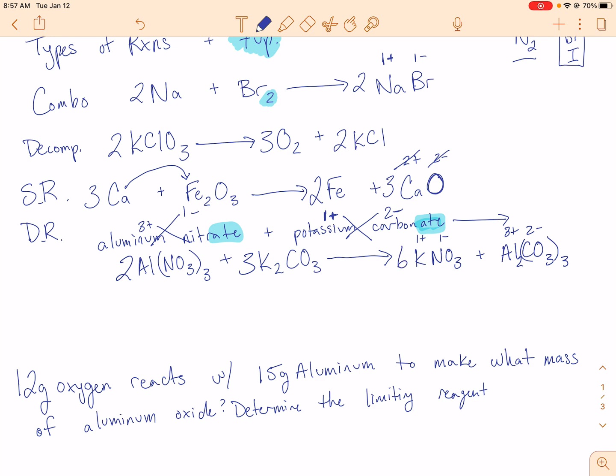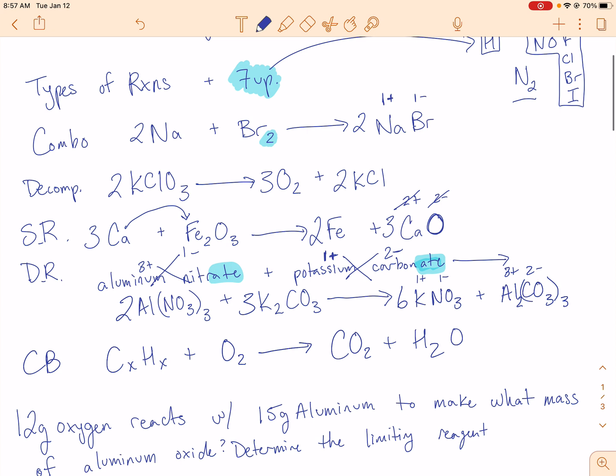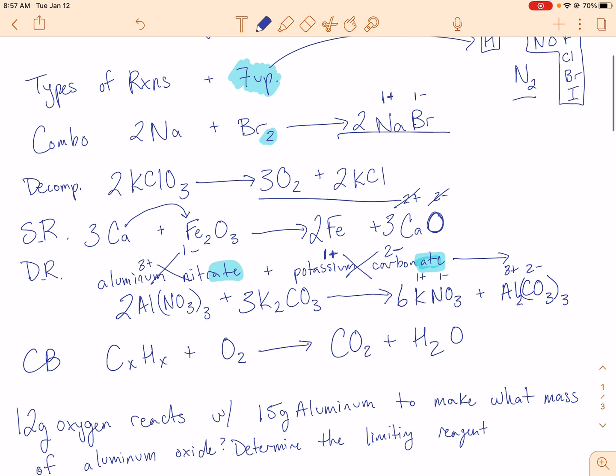Last type of equation is a combustion. That's any time you have something with a CH and some oxygen, they're always going to make the same thing, carbon dioxide and water. So that was a quick kind of predicting the products reminder there. I'm going to do a couple more, just how to write different equations.